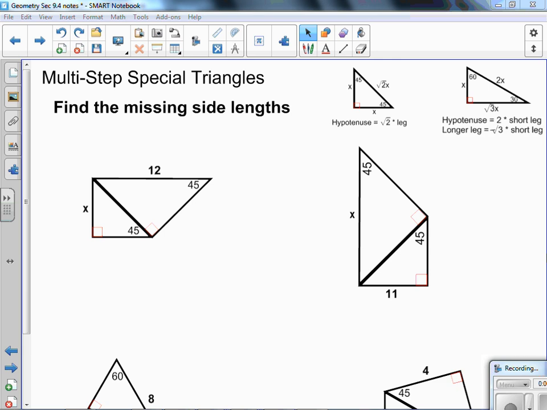Alright, so today we are taking what we learned yesterday a step further and going from having one triangle to having a couple of triangles that are attached, where this is a multi-step process to solve for our variable. So first one here, we got two triangles attached, and we can see that both of them are 45, 45, 90s. So we'll be using this rule right here for both of them.